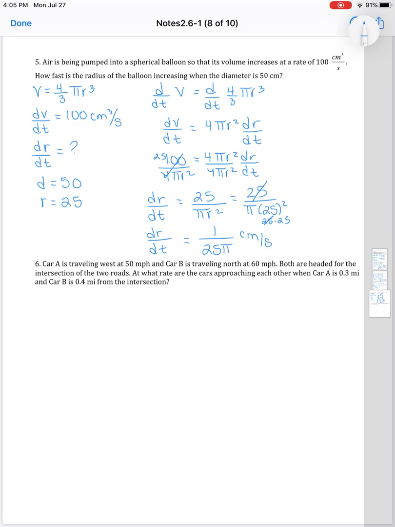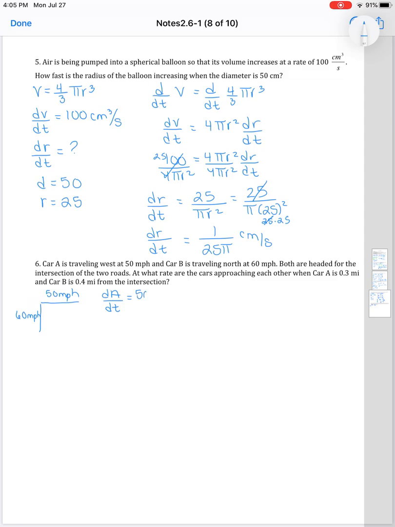And now what we can do is simplify or sub in our r value. So let me actually do that here. So we get 25 over pi, and then it's 25 squared. If that's 25 times 25, one of these 25s is going to cancel. So we get 1 over 25 pi. You're going to leave it just like that. And if this is radius with respect to time, and volume was centimeters cubed per second, this is going to be centimeters per second.